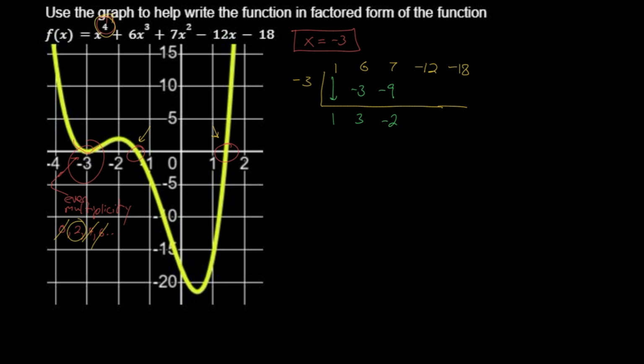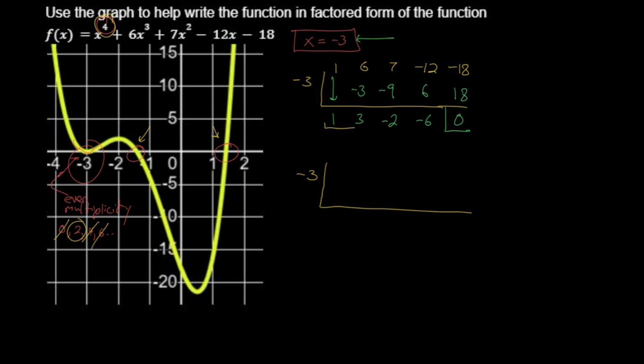negative 3 and negative 2 to get 6, add gives me negative 6, multiply gives us positive 18, and add gives us 0. Again, remember that that remainder should be 0 because I know that negative 3 is a factor, or is a root. I also know that negative 3 is a root twice, so I'm going to go ahead and divide again by the negative 3.